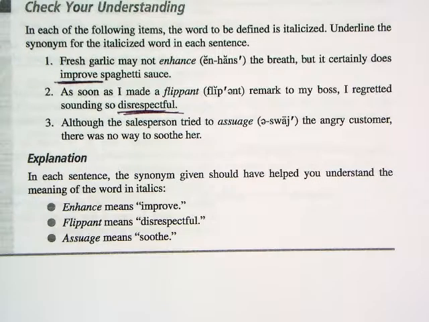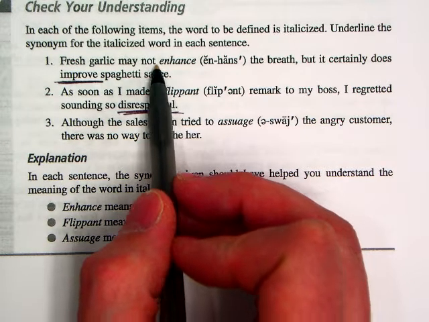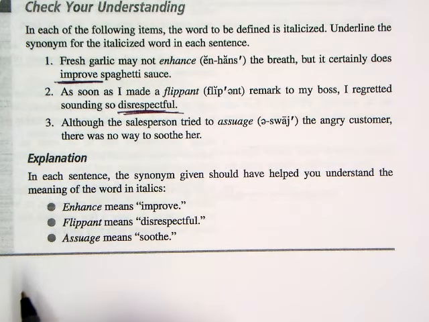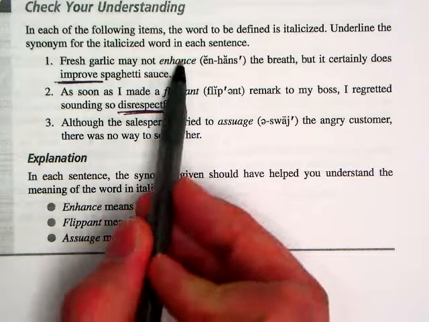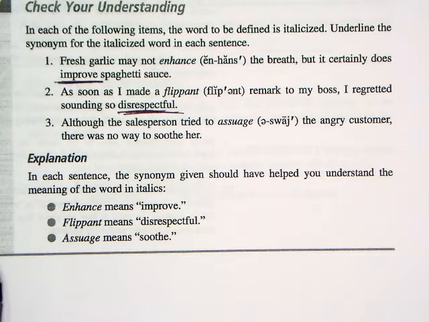If you didn't know what the word terminate meant, you could use the context clue or the synonym end later in the passage. They mean the same thing. Down here, you're supposed to underline. For example, the italicized word in number 1 was enhance. Fresh garlic may not enhance the breath, but it certainly does improve spaghetti sauce. So improve is the synonym for enhance that helps you understand what it means.